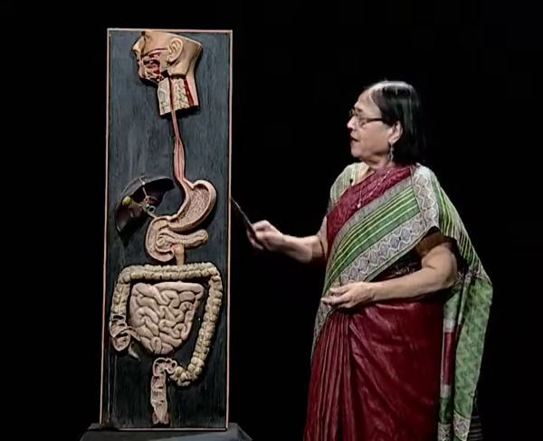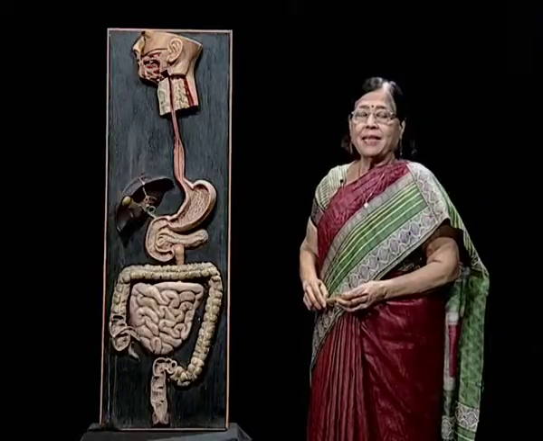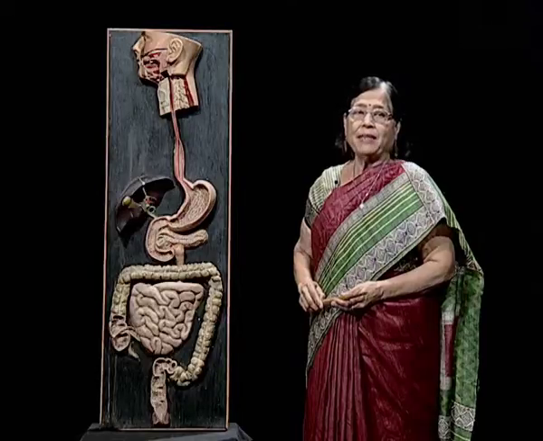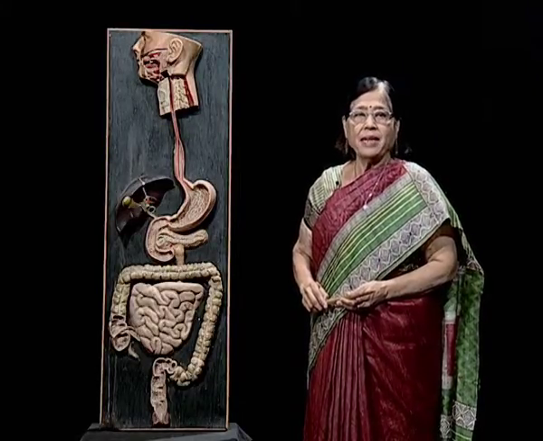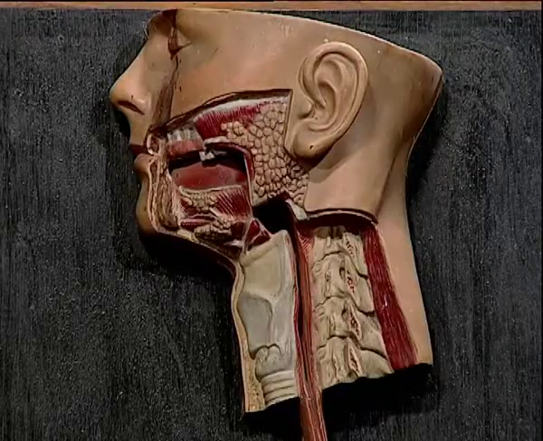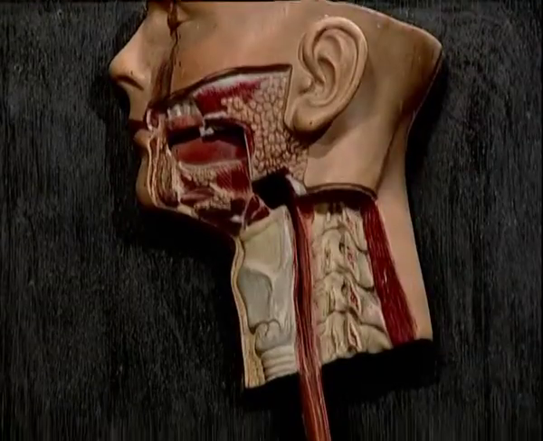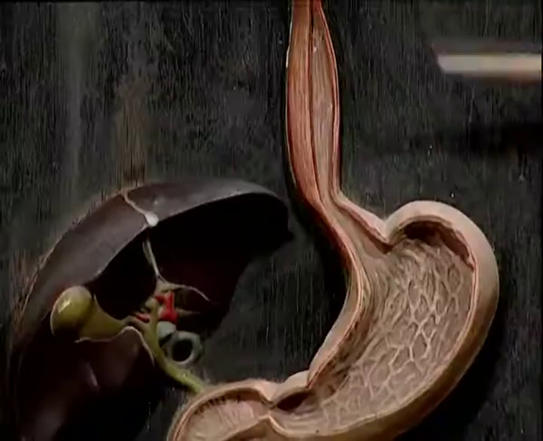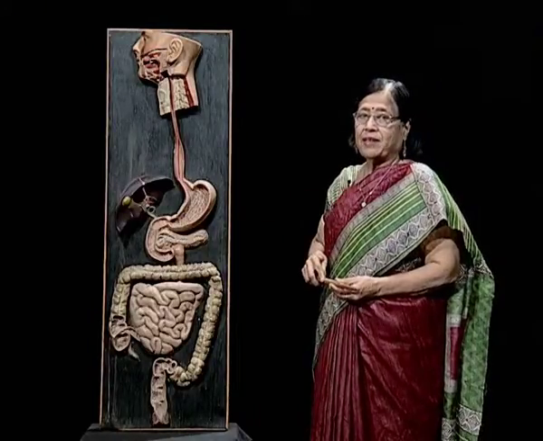You can also see salivary glands which will secrete saliva, and this saliva will be mixed with food and will help in digestion. That means the process of digestion will begin right in the mouth. From mouth the food will travel through this esophagus, a tube which is connecting mouth with the stomach. No digestion will take place in esophagus.